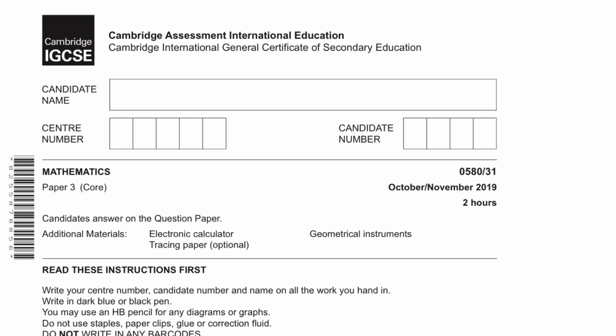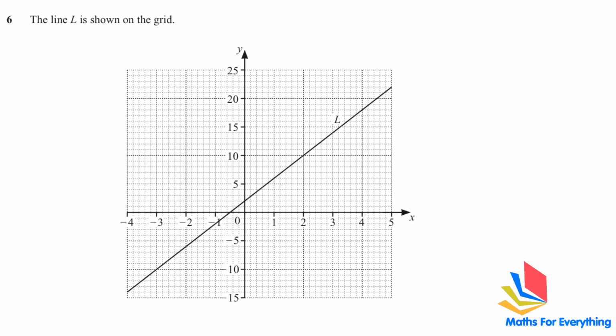In this lesson, we are going to solve Cambridge IGCSE Mathematics Paper 3 Core, Variant 3-1 October-November 2019, question number 6 onwards. In the first question, we have been given the line L shown on the grid. So we have been given a line.